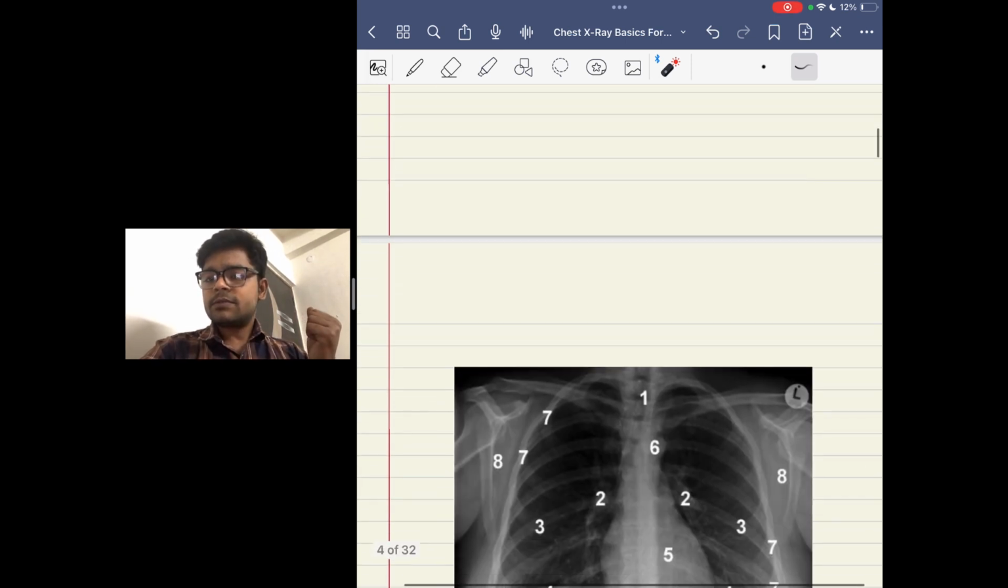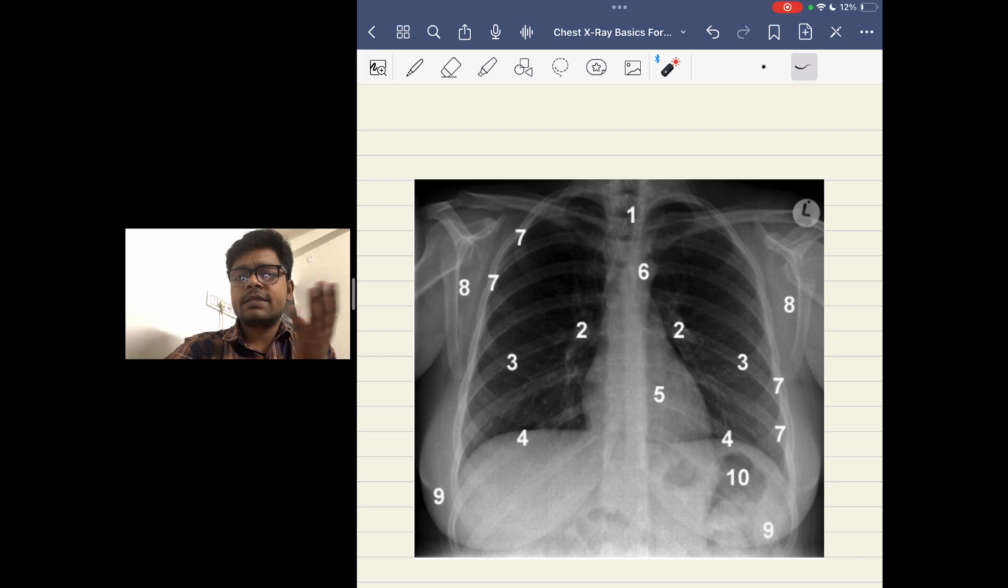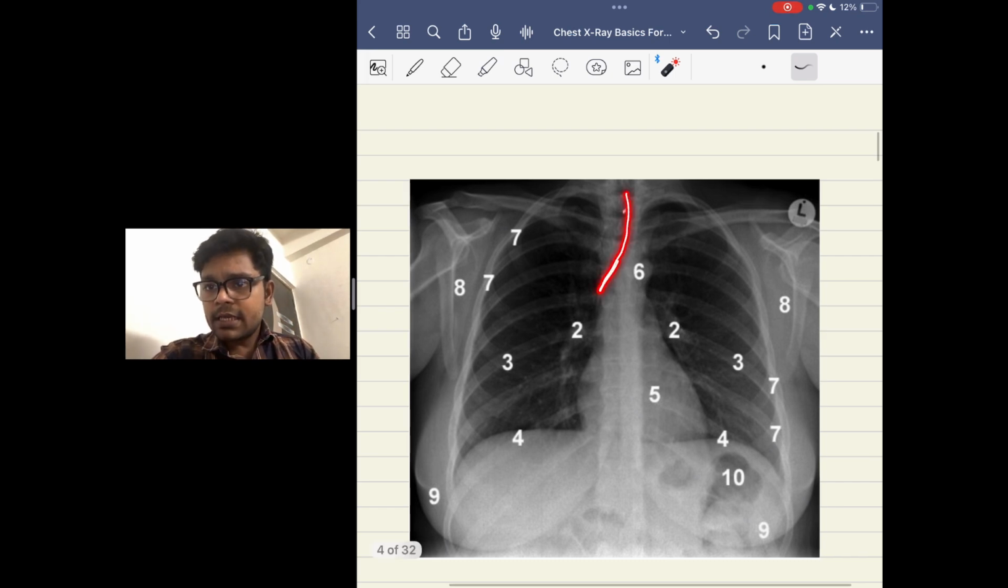So we will look into that. And this is another normal X-ray to familiarize ourselves with the normal anatomical structures. So one is the trachea dividing into the right main bronchus and the left main bronchus, right?